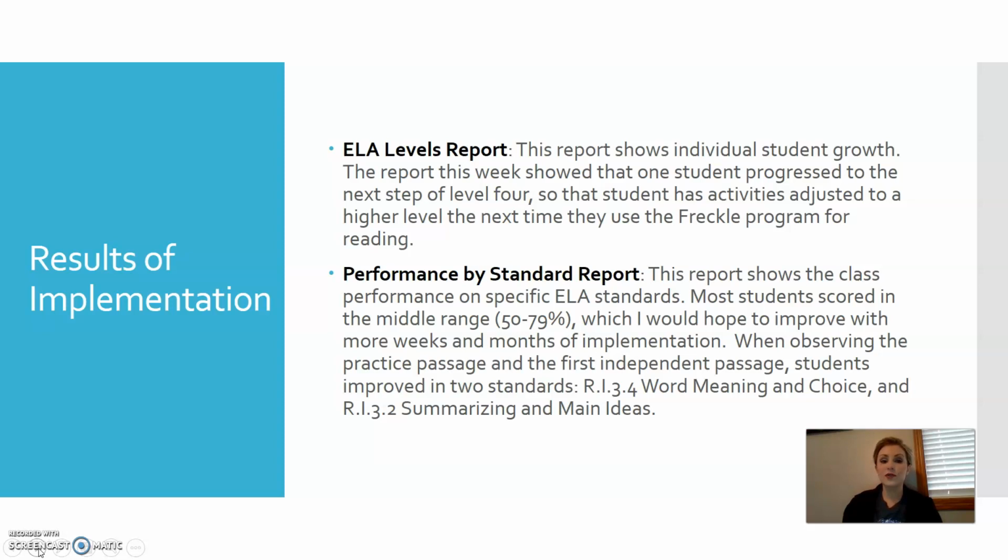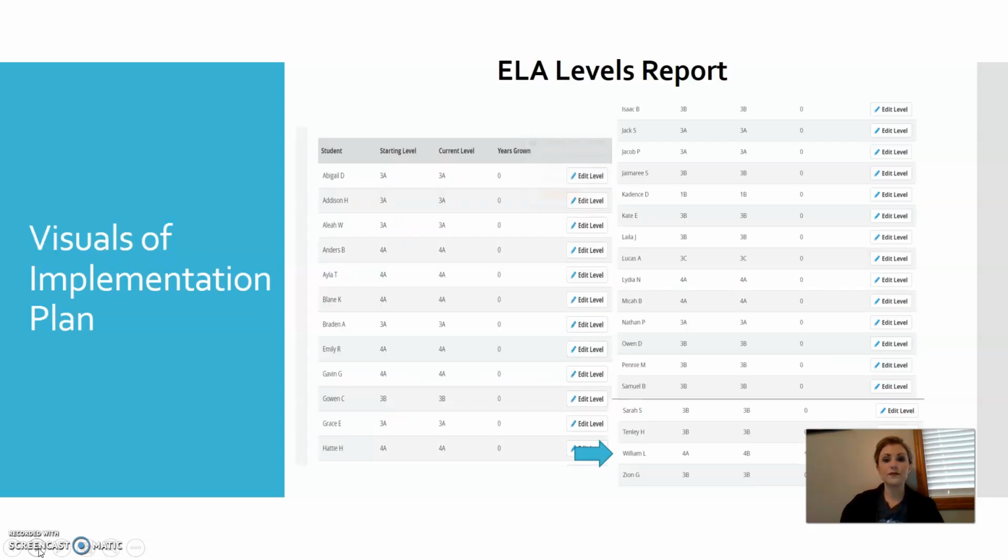The other report I looked at was the Performance by Standard report. This report showed the specific ELA standards, and most of my students ended up scoring in the middle range, which is the 50 to 79%, which obviously I would hope to improve with more weeks and months of implementation. When observing the practice passage and the first independent passage, so comparing those 2 weeks, students improved in 2 standards, which were the word meaning and choice and summarizing and main ideas.